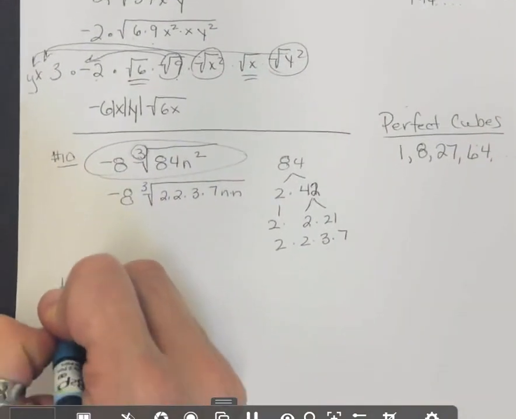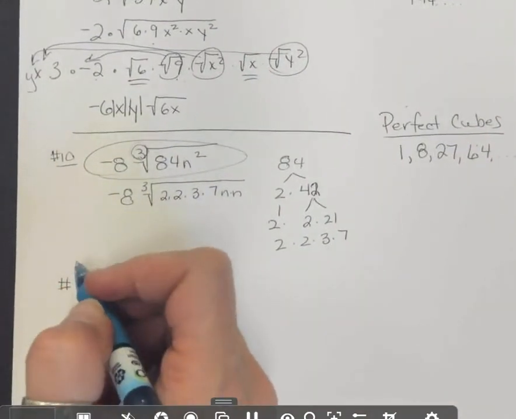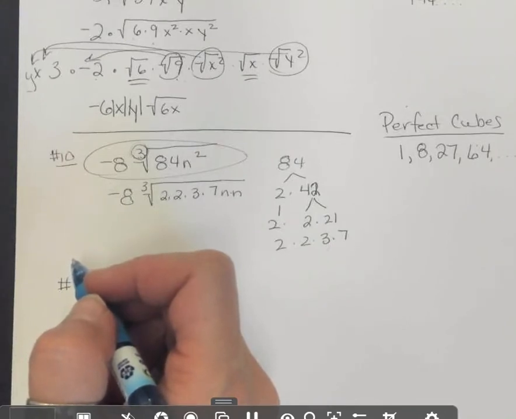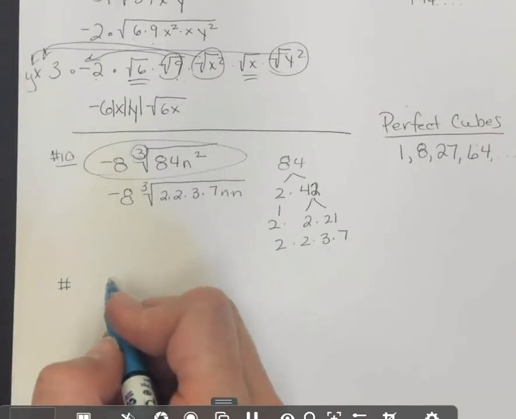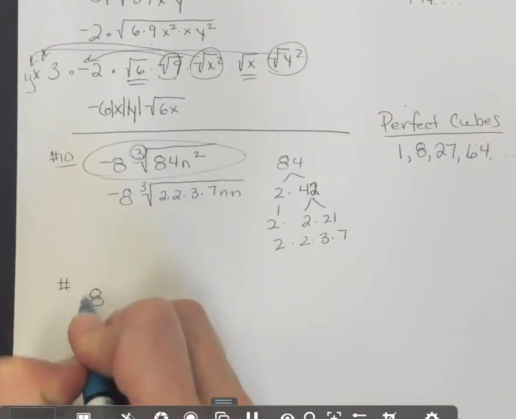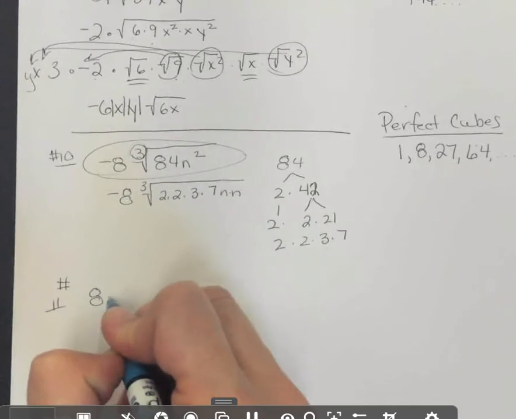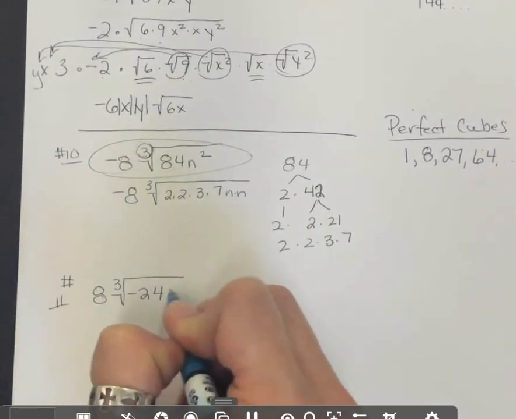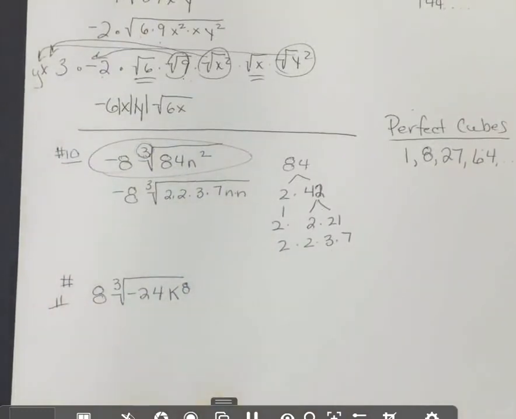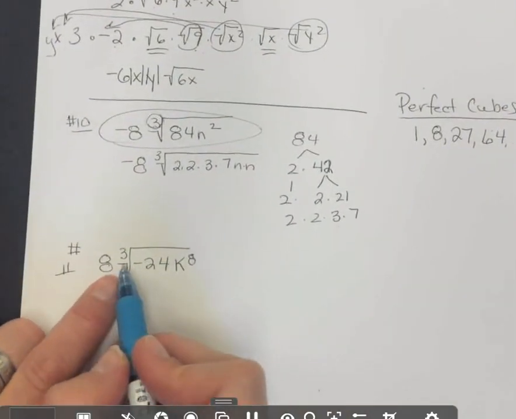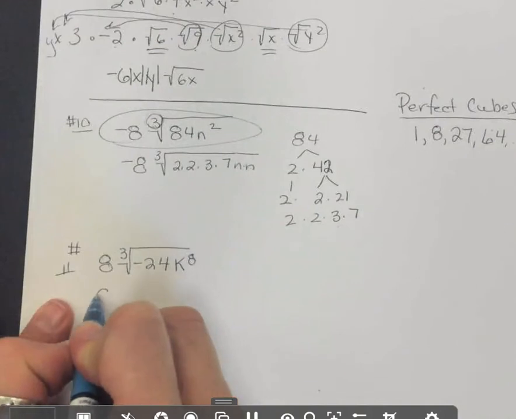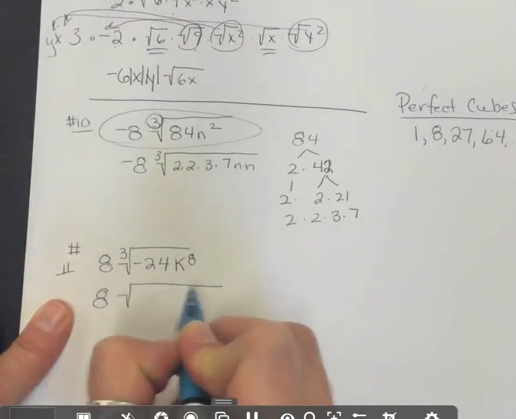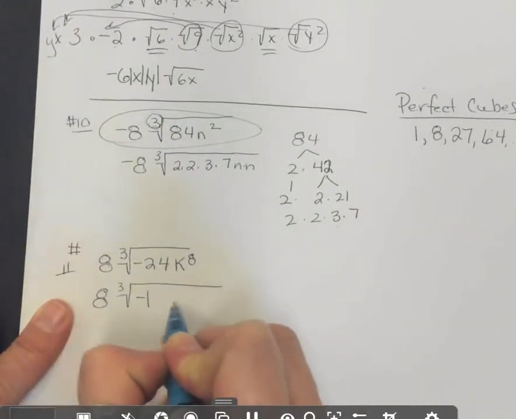Let's try another one that looks like that. I'm trying to find a good one. Let's do this one. We have 8, this is number 11. We have 8 cubed roots of negative 24k to the 8th. Now, we have a negative, but it's a cubed root, so that's okay. So I'm just going to separate that out. I'm just going to put a negative 1.